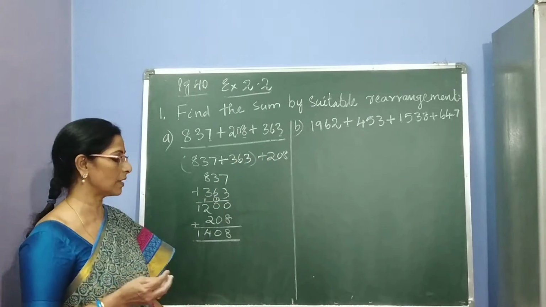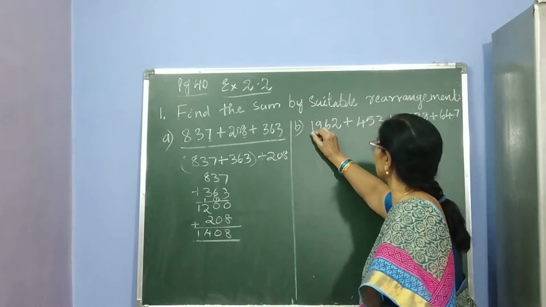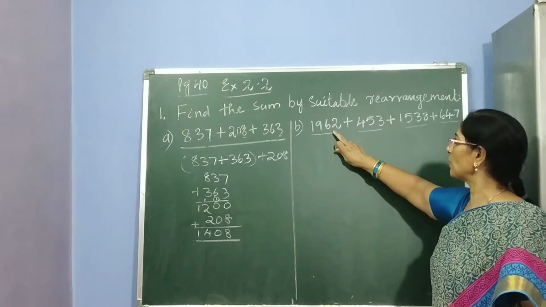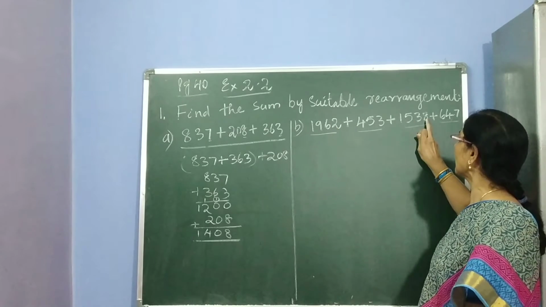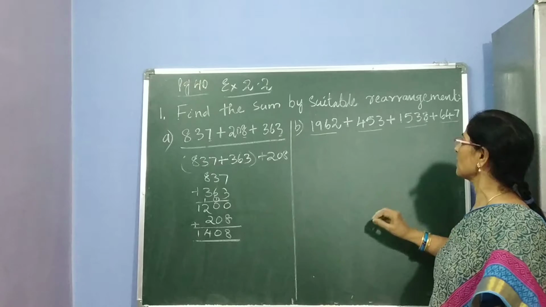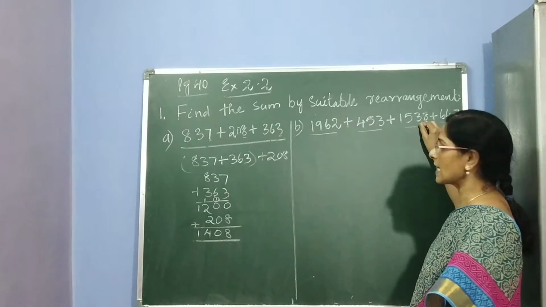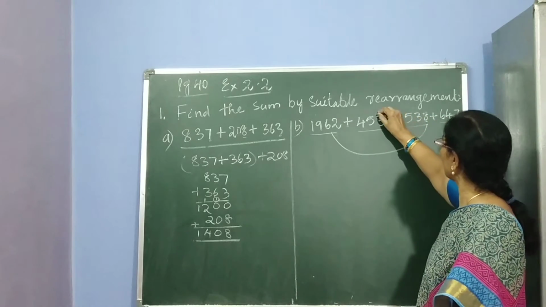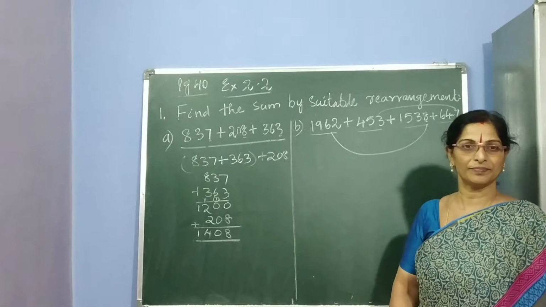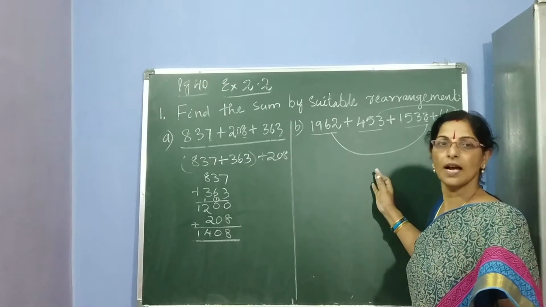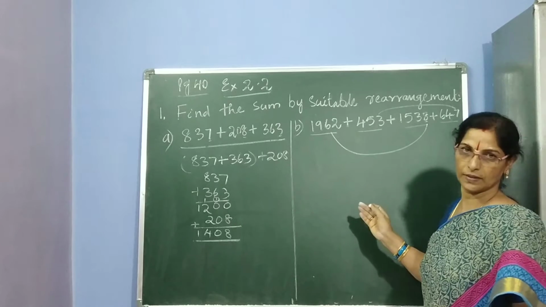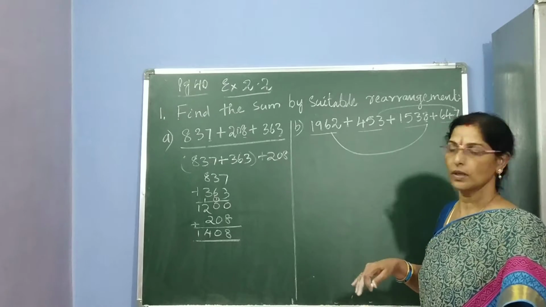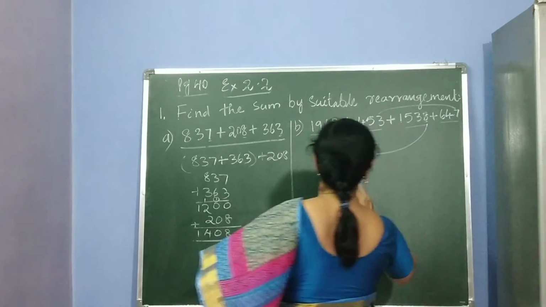Now come to this sum, children. Here 4 numbers are there: 1, 2, 3, 4. Here the number ends with 2. We can add this 2 with the number ending with 8, so we can make these two numbers one group. 3 and 7 we can also make one group. This is by using the associative property, grouping of numbers. When we change the grouping of the numbers, the sum does not change. That is the property. Now let us make them in groups.